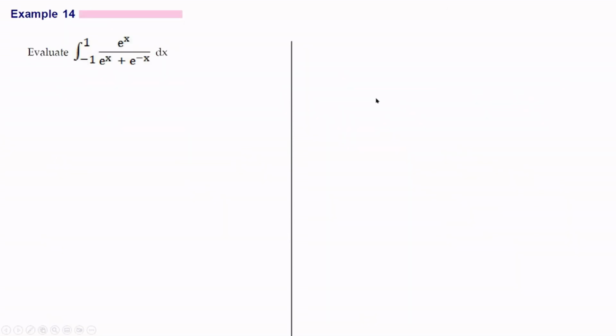Now moving on, next question: evaluate the integral from -1 to 1 of e raised to x upon e raised to x plus e raised to minus x dx. Here we can use the property integral a to b f of x dx is equal to integral a to b f of a plus b minus x dx. So we can use this property. Here the lower limit a is -1 and the upper limit b is 1.